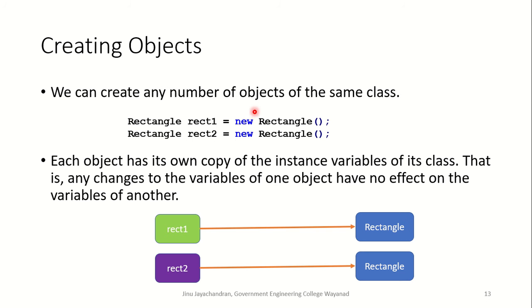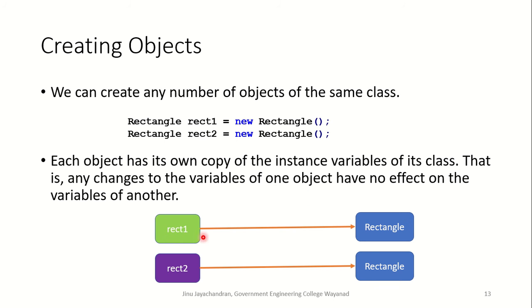So you can create any number of objects for the same class. In this example, with rect1 you are creating a new object, and with rect2 you are creating another object, and these 2 objects are totally different. So these are 2 different memory locations, and the variables or the methods and data members of both of them are different. Although they have the same name, they are allocated different memory locations, because of which when you access these members, they will be different. So each object has its own copy of the instance variables of its class. That is, any changes to the variables of one object have no effect on the variables of the other.